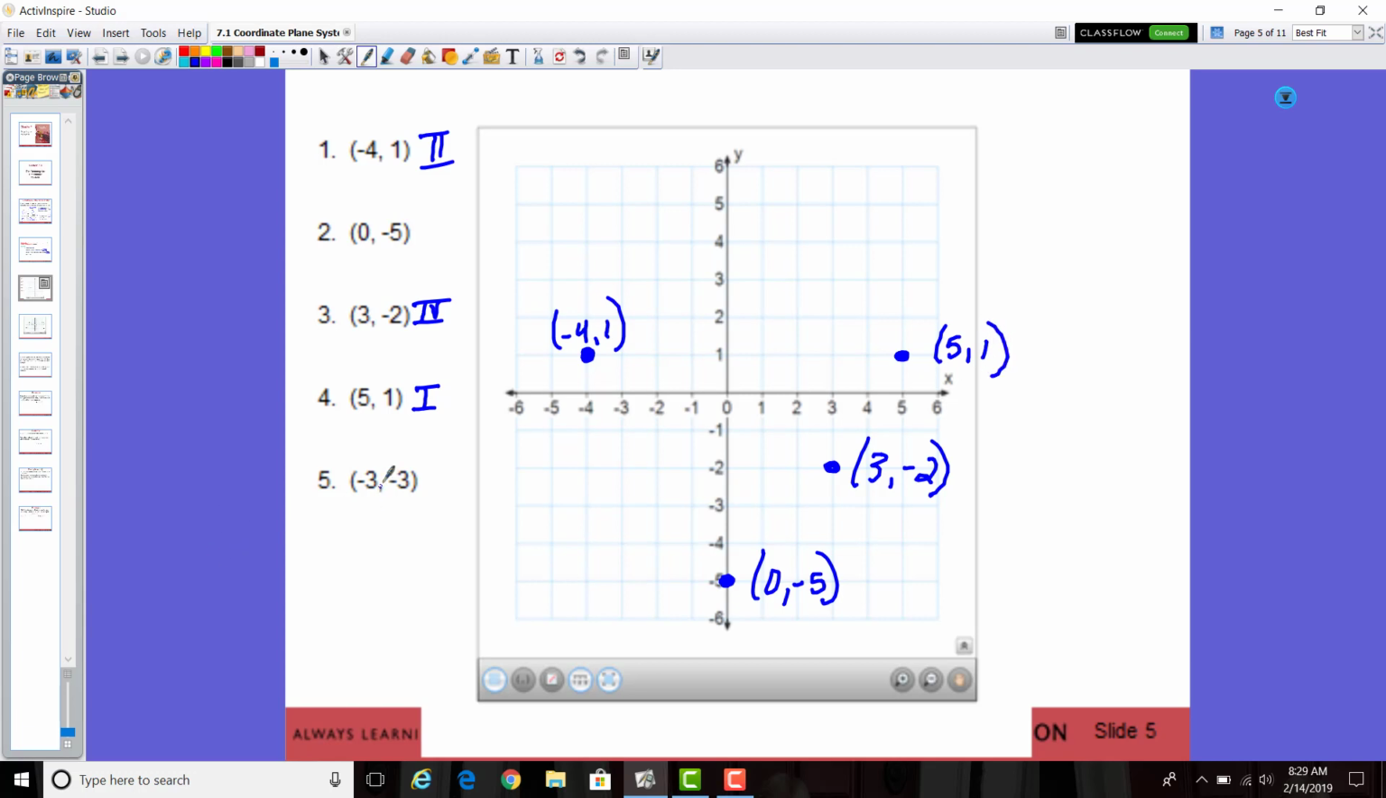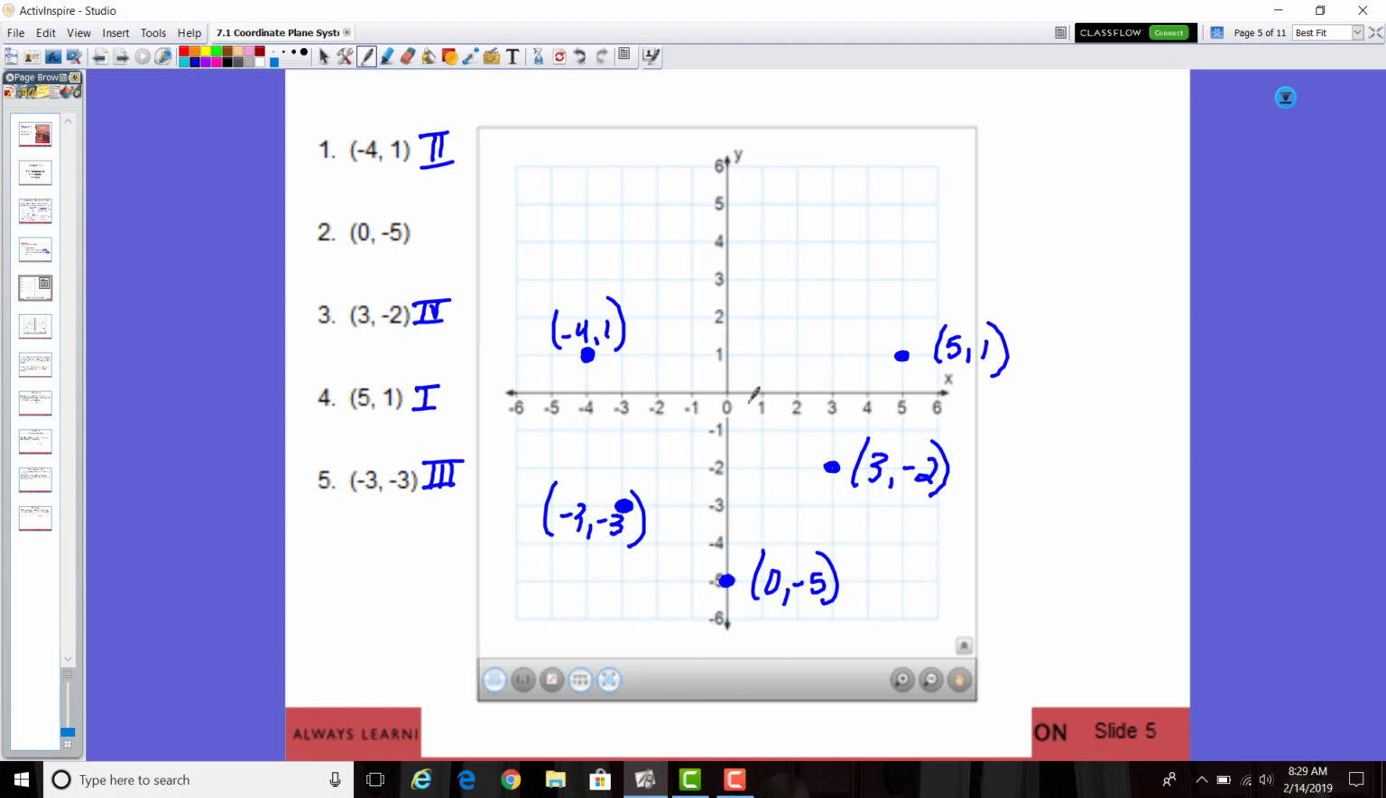And then finally, (-3, -3). That's a negative, so we know that's going to be in the third quadrant, which is down here. So from our origin, we go 3 steps to the left to the x value of -3, and 3 steps down to the y value of -3. This is the point (-3, -3).